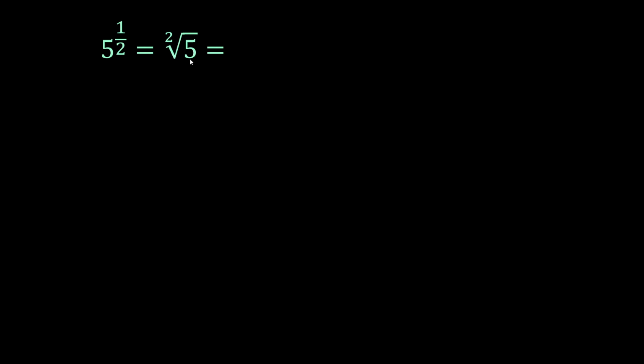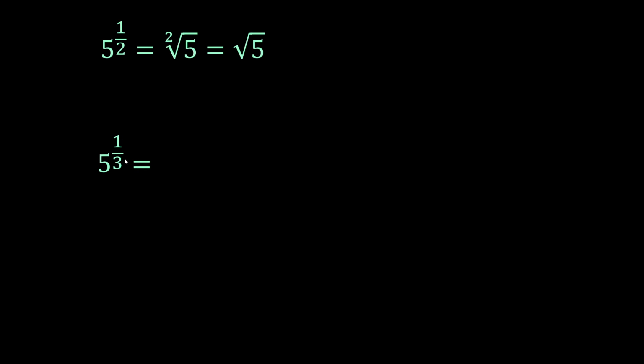What it actually means is the second root of 5. It's got a little 2 here. Now, you've seen this many times before, except usually we don't have the 2 because we don't write the 2 when we have the second root of a number. So 5 to the power of 1/2 is actually the square root of 5.